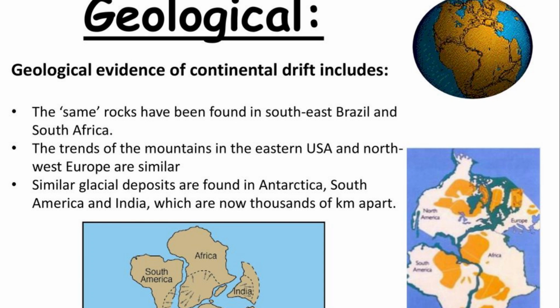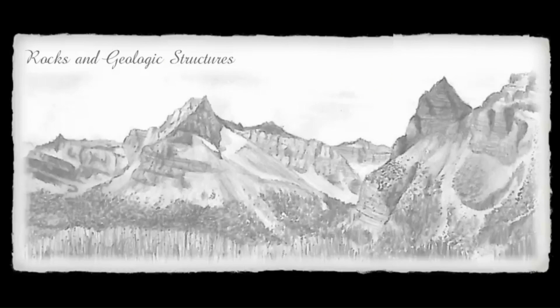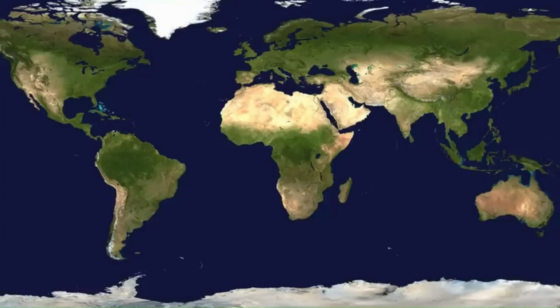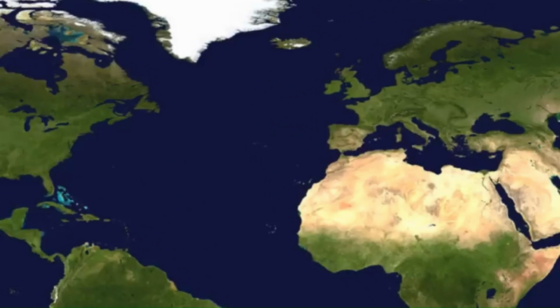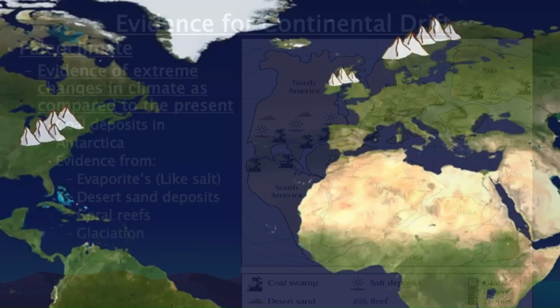Geological evidence. Similar rock formations and geological structures were found on continents that are now far apart. For example, the Appalachian Mountains in North America closely resemble the Caledonian Mountains in Scotland and Scandinavia, suggesting that the continents were once connected and experienced similar geological processes.